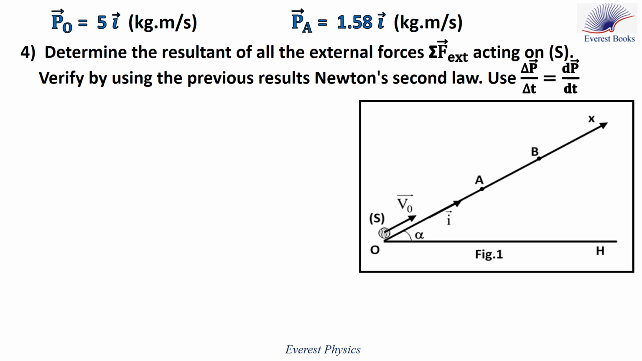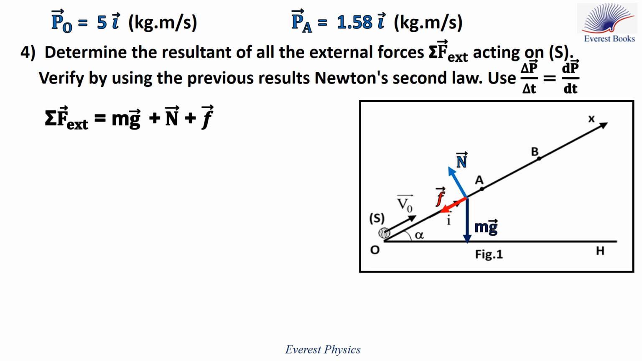Part 4. Determine the resultant of all the external forces acting on S, and then verify by using the previous results. Newton's second law. Use delta p by delta t equals dp by dt. Consider the motion of S between O and A. The external forces acting on S are its weight mg, the normal reaction N, and the friction force F. So the sum of these forces equals mg plus N plus F.